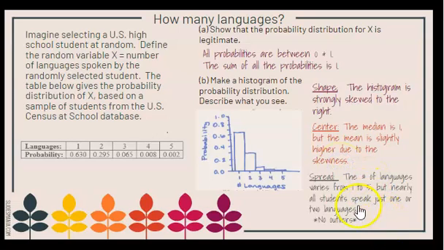And then lastly, the spread. The number of languages varies from 1 to 5, but nearly all the students speak just 1 or 2 languages, so there are no outliers. Now, I will say, in my example here, I didn't give any context in shape or in center, and I should have. I did give context in spread, so that's more of the pattern you need to follow as far as bringing in the number of languages spoken by students.